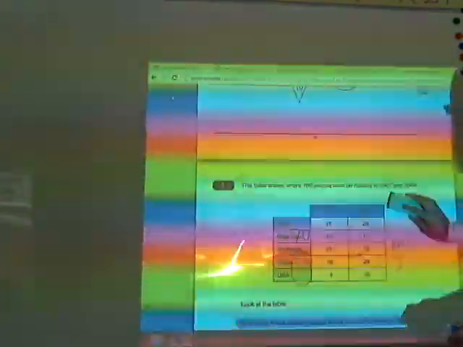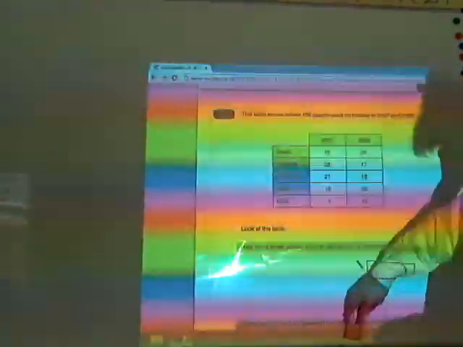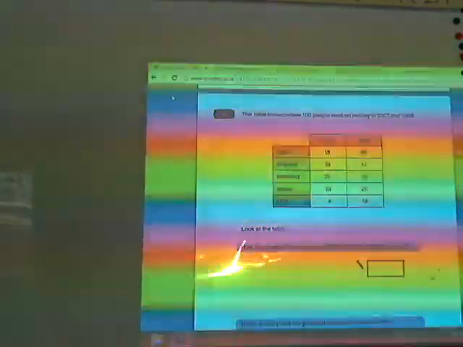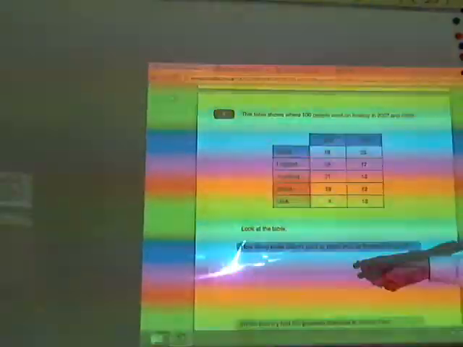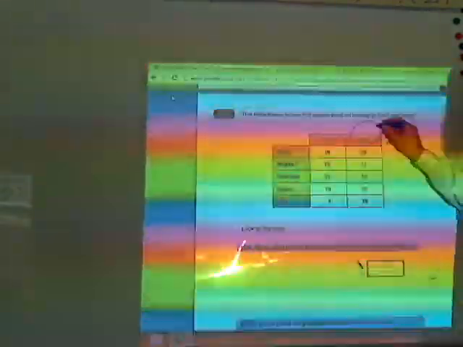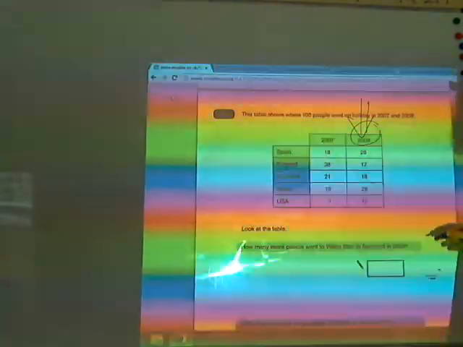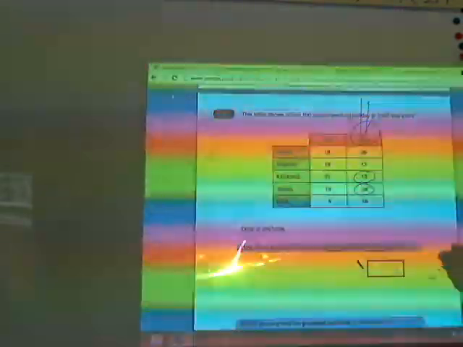Okay. Okay. This table shows where 100 people went on holiday in 2007, 2008. Look at the table. How many more people went to Wales than to Scotland in 2008? So make sure we're in the right place. 2008, and then look up Wales and Scotland. Wales and Scotland. And the question, Adam, what's it mean by how many more people? What does that mean, Adam, to you?